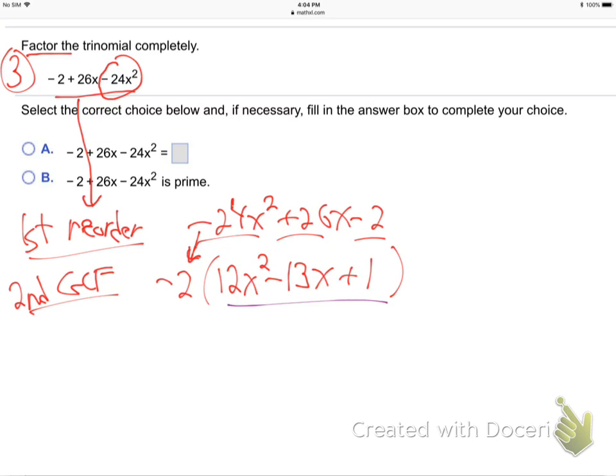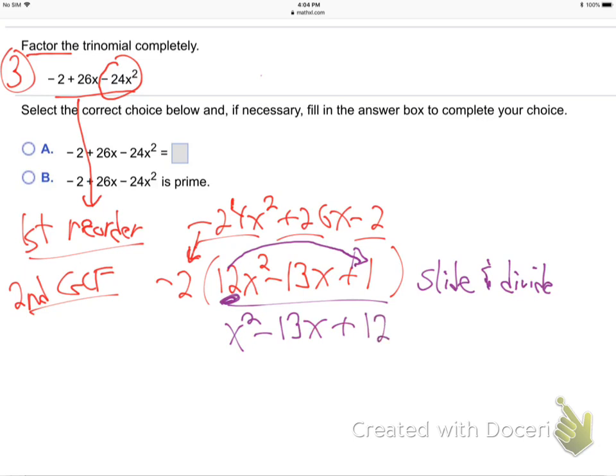We're going to have to do the slide and divide, right? Because you have a number in the front. Whenever you're doing the three terms and you get a number in the front, you're going to have to do slide and divide. Right now we're going to write it right here. Slide and divide. So that means I'm going to have to take that 12 and slide it to the back. So this will become x squared minus 13x plus 12 times 1 is 12.